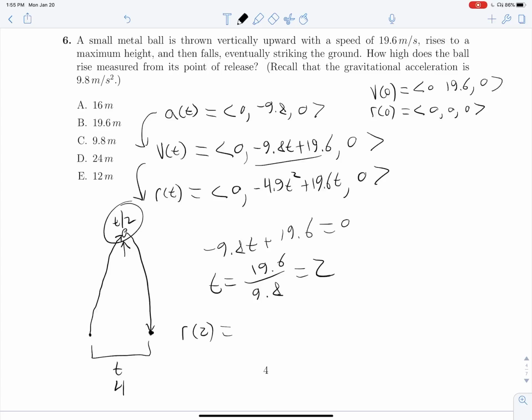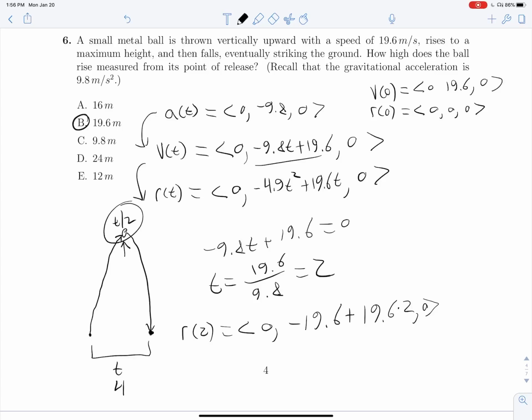R of 2 is 0, negative 4.9 times t squared, so negative 4.9 times 4. Well, that's just going to be negative 19.6, and then we're adding 19.6 times 2, so, comma 0, and it's looking like we're going to reach a maximum height of 19.6 meters.